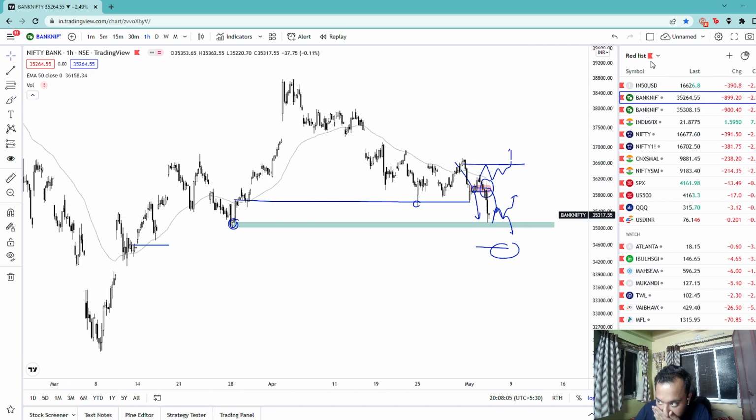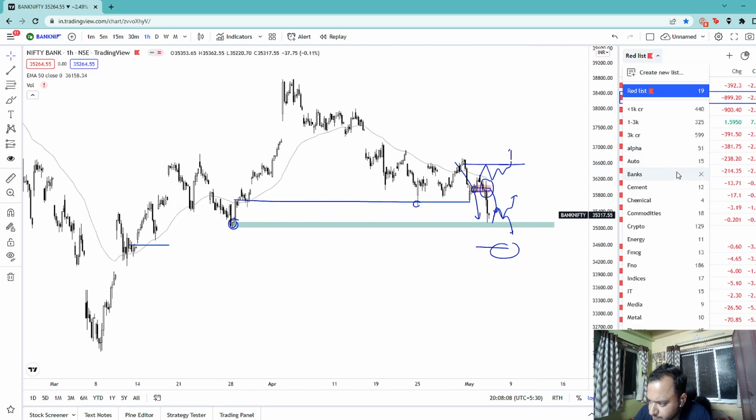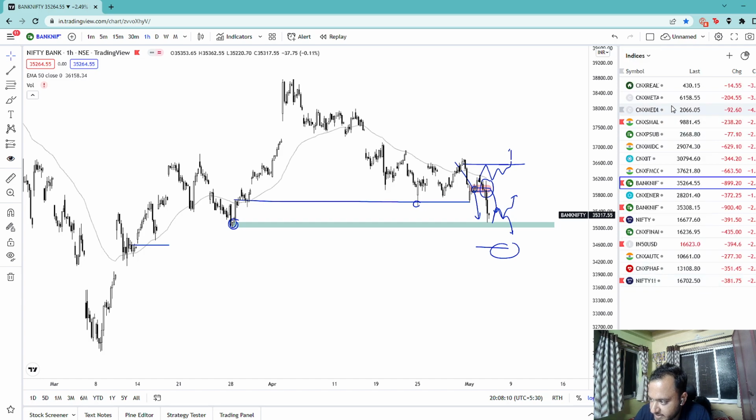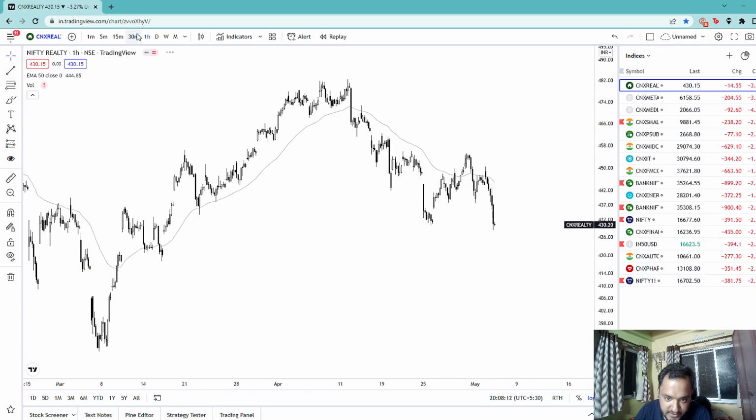Alright, so let's talk about the other indices as well. Nifty Realty is already downtrending.